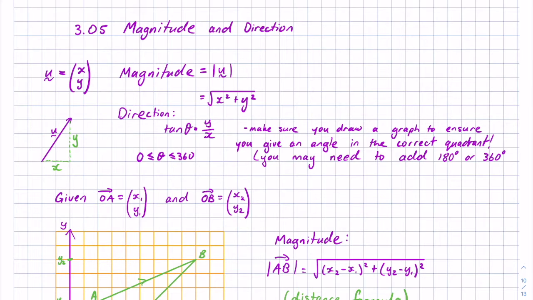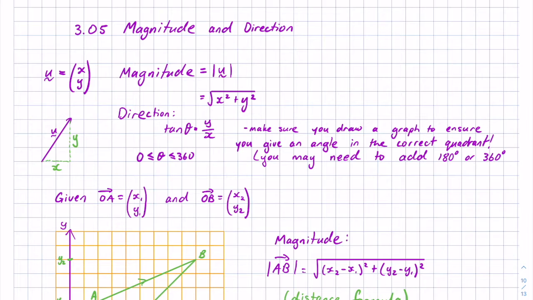In exercise 305, we're going to talk further about the magnitude and the direction of vectors. So given the vector u that's equal to (x, y), the magnitude we've already seen is Pythagoras' theorem, the square root of x squared plus y squared. Now the direction, we can use a little bit of trigonometry. So tan of this angle here, this angle gives us the direction, is equal to opposite over adjacent, y over x.